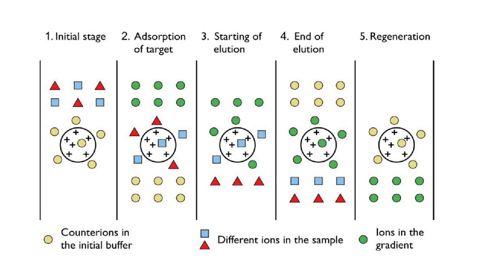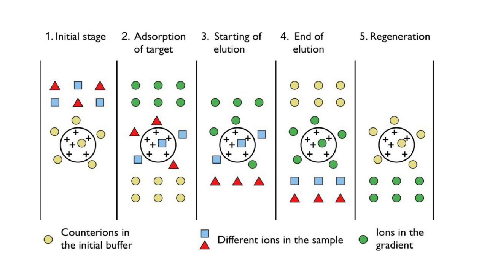This causes the ions that are weakly bound to the resin to begin eluting. The stronger binding ions remain attached for now. Fourth one is the end of elution. As the elution continues, all target ions, that are green circles, are displaced from the resins by ions from the buffer or the gradient. The non-target ions, that are blue squares and red triangles, are still retained on the resin.